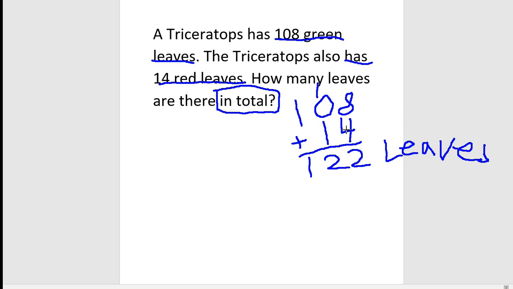Alright, so now we have the addition problem done. Now we will take a look at the subtraction problem, where we will have to use regrouping. Alright, so I'm going to clear this and move down to the next part.